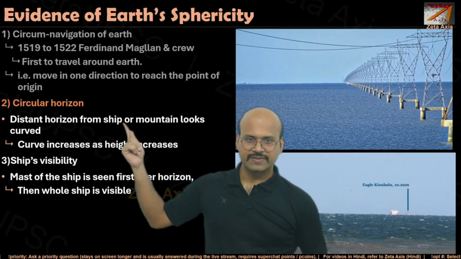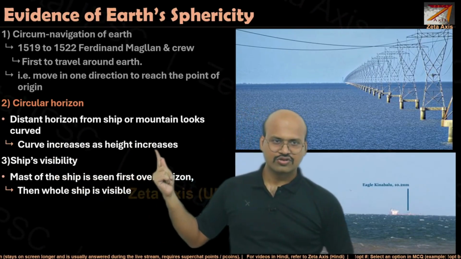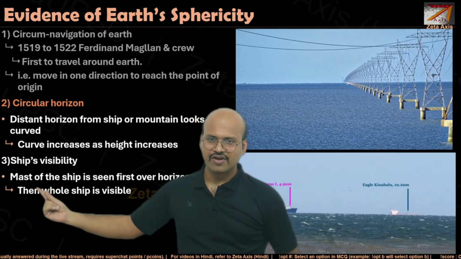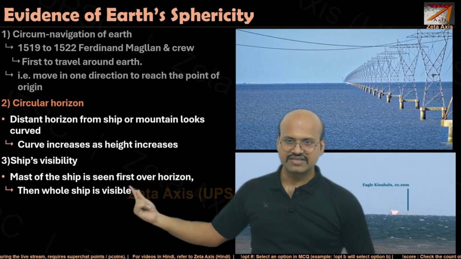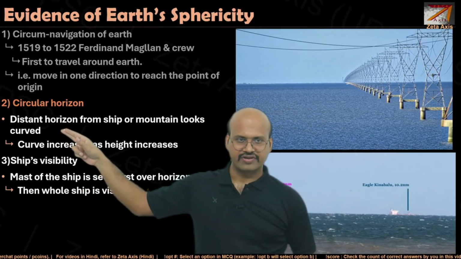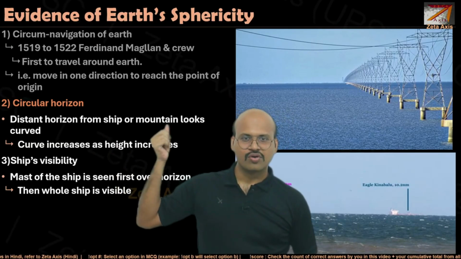Distance horizon from ship or mountain looks curved. Curve increases as height increases. So here also there is another point. We just discussed the ship's visibility, where the mast of the ship is seen first over the horizon, then the whole ship is visible. Here in this point, what they are saying is that the distant horizon from a ship or mountain looks curved.